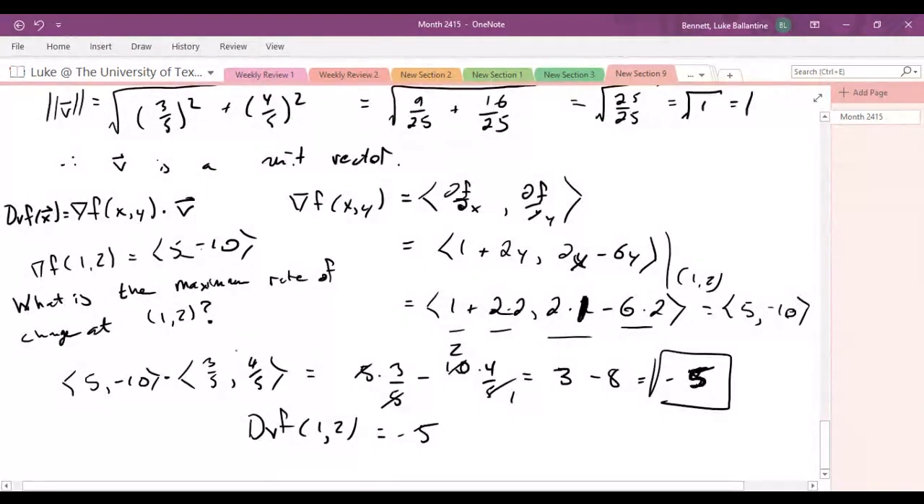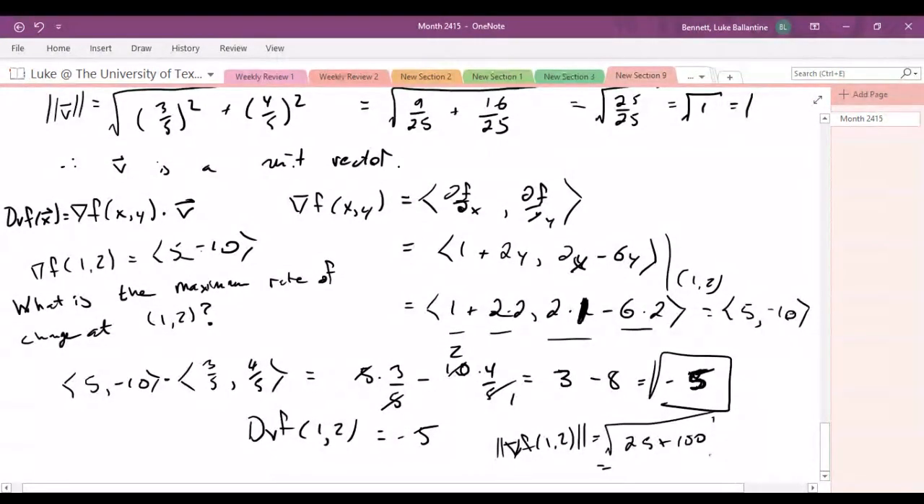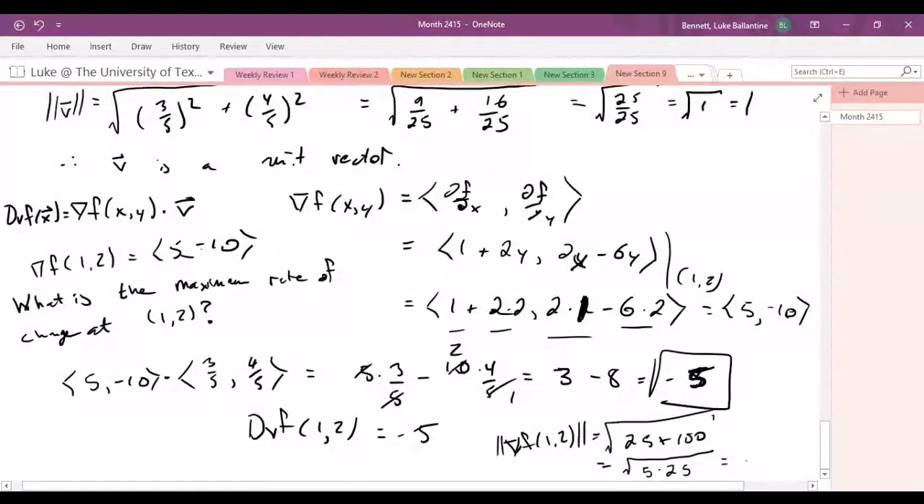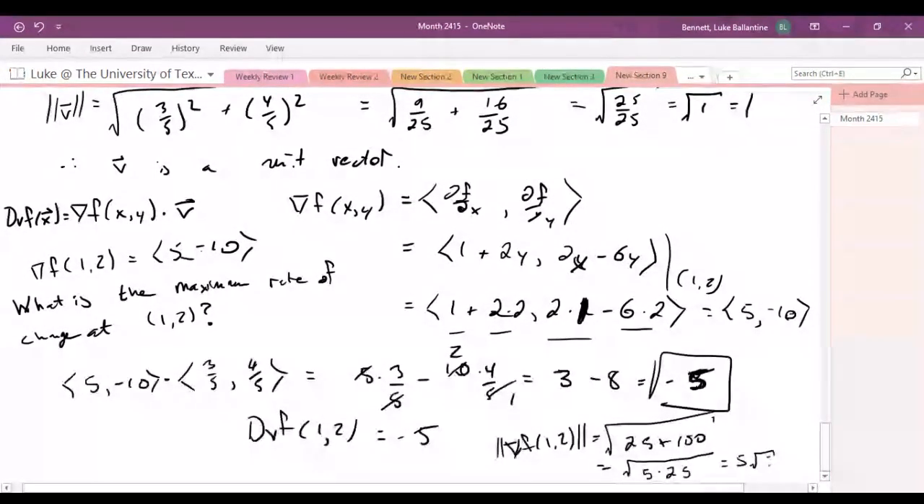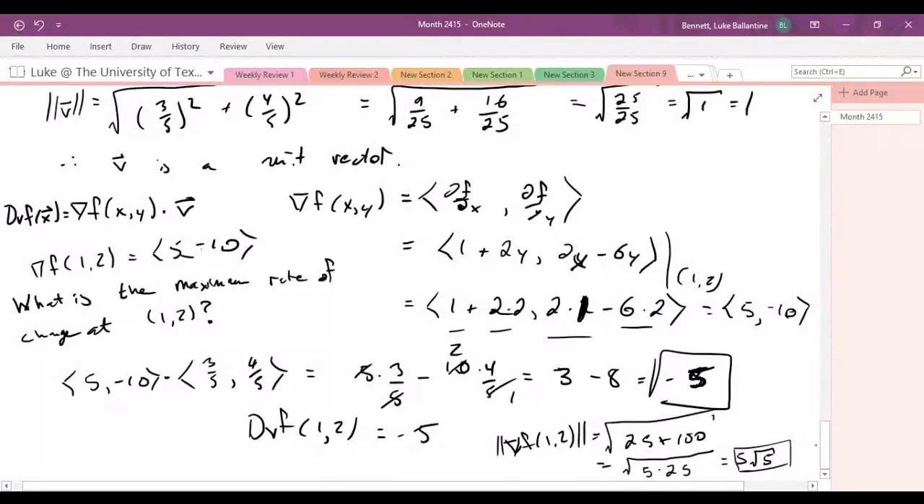Yes, very good. So the magnitude of the gradient vector, magnitude of del f at (1, 2), just so happens to be the square root of 25 plus 100, right? Because that's 5 squared plus negative 10 squared. The square root of 125. Well, 125 is the same thing as 5 times 25. And so we separate the square root, we get 5 square roots of 5. That's the maximum rate of change. And then the minimum rate of change would just be the negative of that.